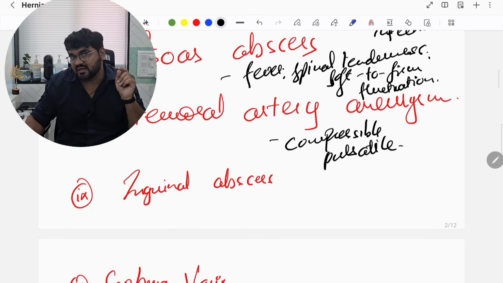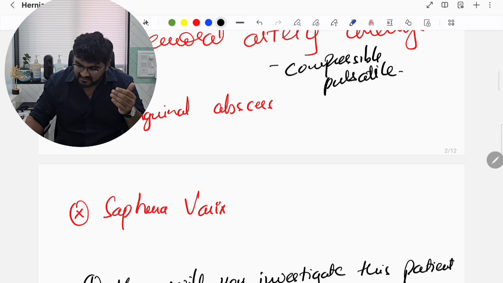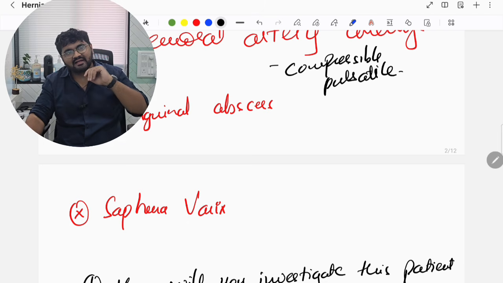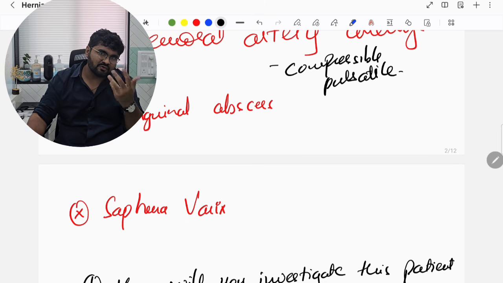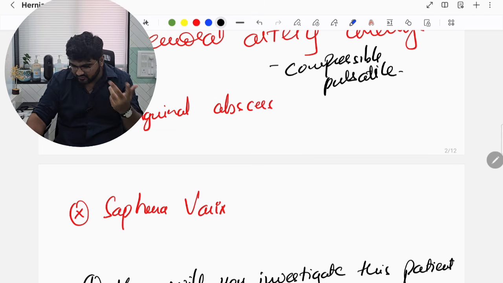There's another differential that you can have. Next, going to saphena varix. Though it is rare, we know that because of the dilated SFJ, secondary to varicose veins with an incompetent SFJ, you can have a saphena varix. So this is another differential.